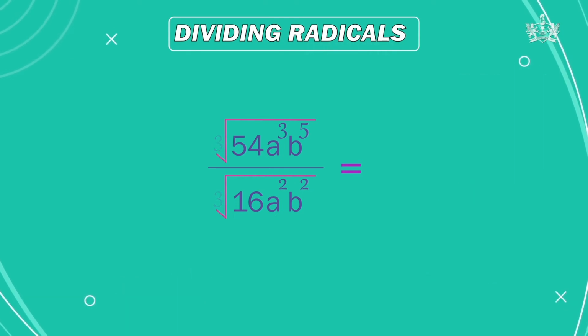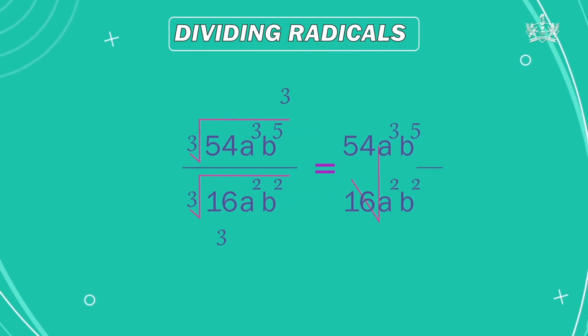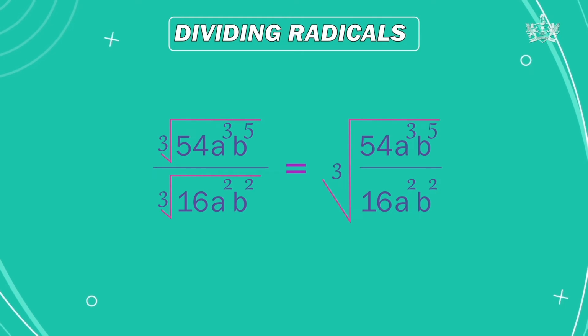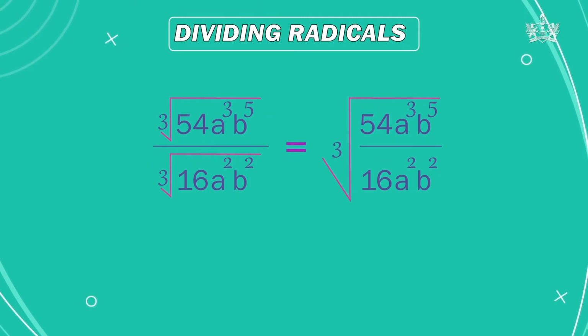First, they share the same index, so let's combine them into one radical. So we have the cube root of 54 times a cubed times b to the 5th power over 16 times a squared times b squared. Now, do you remember from the previous video, the dividing exponent lesson? We can just start canceling things out.